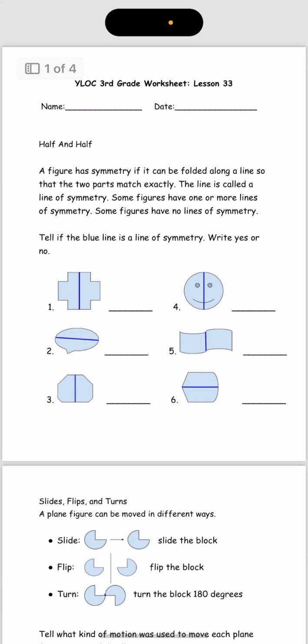Let's get started. Half and half. A figure has symmetry if it can be folded along a line so that the two parts match exactly. The line is called a line of symmetry. Some figures have one or more lines of symmetry. Some figures have no lines of symmetry.